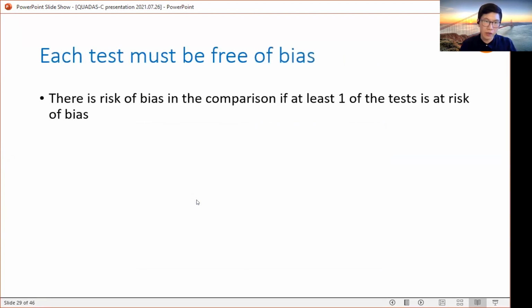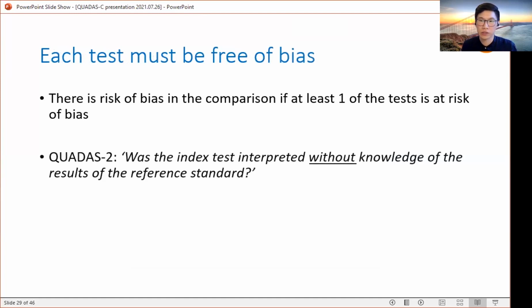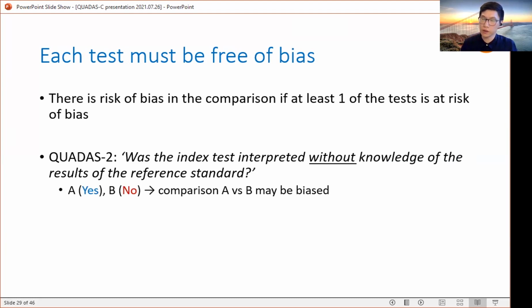So we think there is risk of bias in the comparison if at least one of the tests is at risk of bias. For example, there's a question in QUADAS-2 asking, was the index test interpreted without the knowledge of the results of the reference standard? So was the person interpreting the index test blinded to the results of the reference standard? Now, suppose that we're comparing 2 tests, A and B, and the answer for A is yes, and the answer for B is no. Then it's pretty clear that the comparison between A and B may be biased because test B is at risk of bias and will probably have an overestimated accuracy.